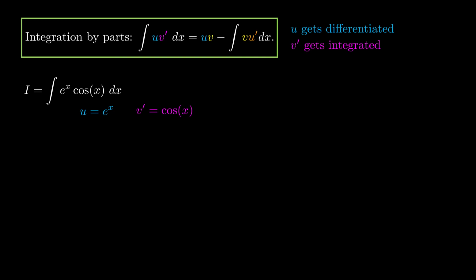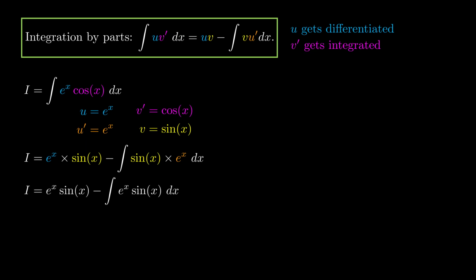We'll differentiate the u, we'll integrate the v dash, and so we get e to the x for u dash and sine x for v after we integrate the cos. Then our integral again is uv minus the integral of v u dash, and so we get this, matching the colors again. Nothing much can happen here. The integral isn't something we can do, but it looks awfully similar to the integral we started with. It's just that cos is now a sine, but there's not much difference between them.